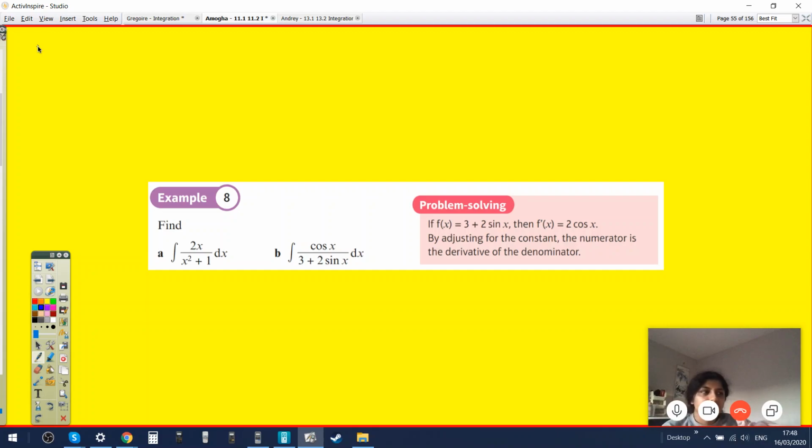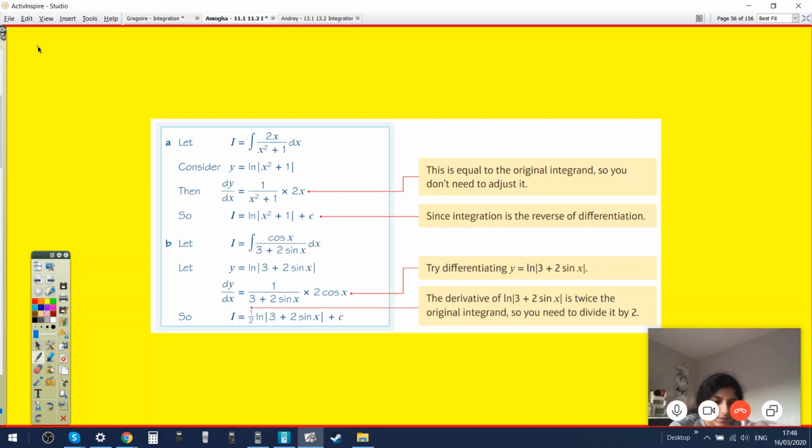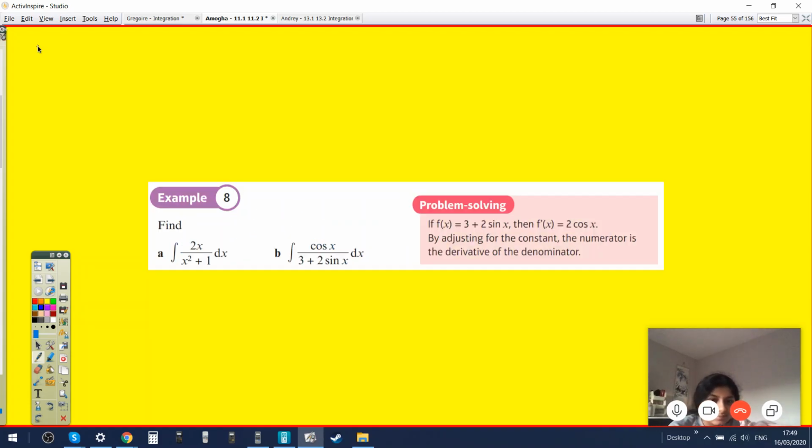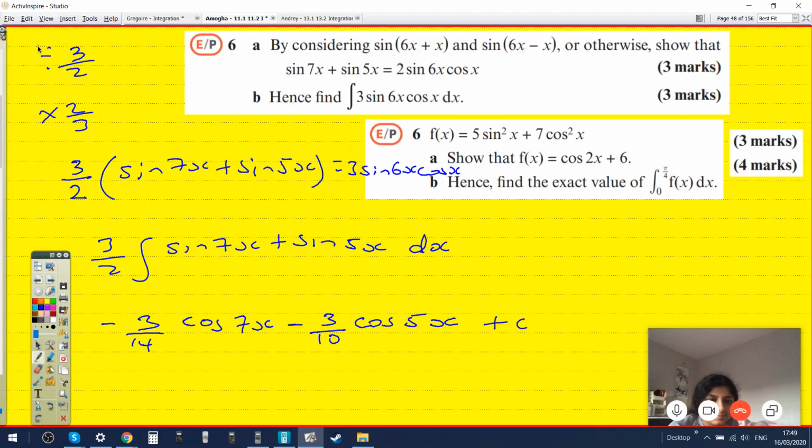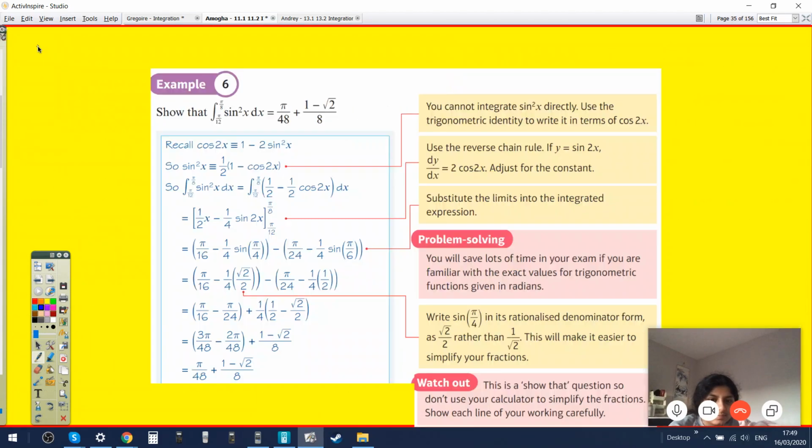So, what was the first one? Ln modulus x squared plus 1 plus c. Yeah, mod x squared 1 plus c. Okay. So you're better at that than you realize.